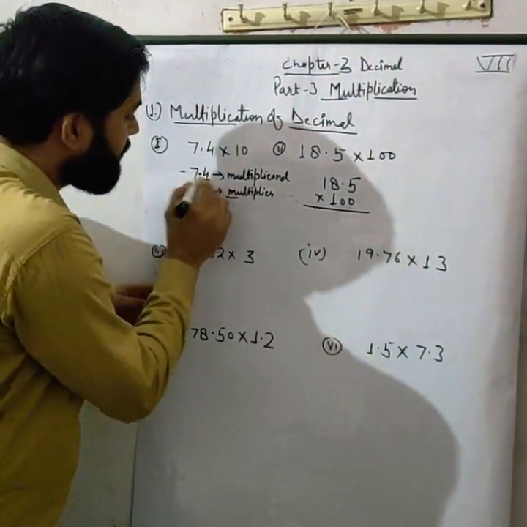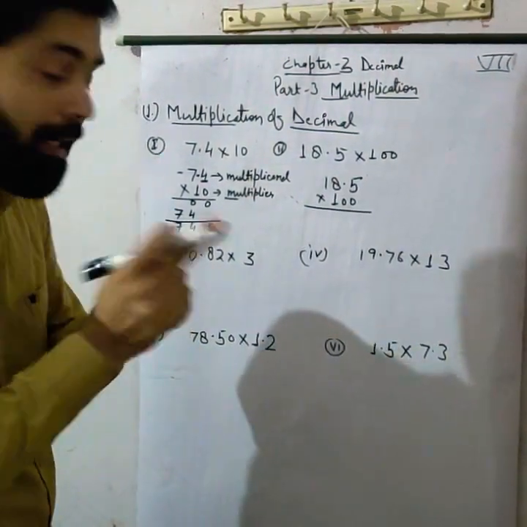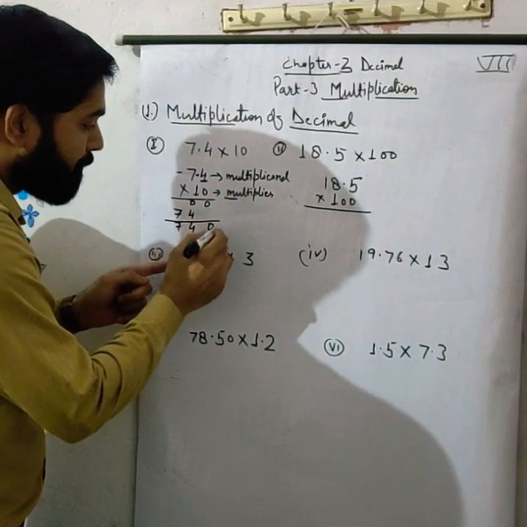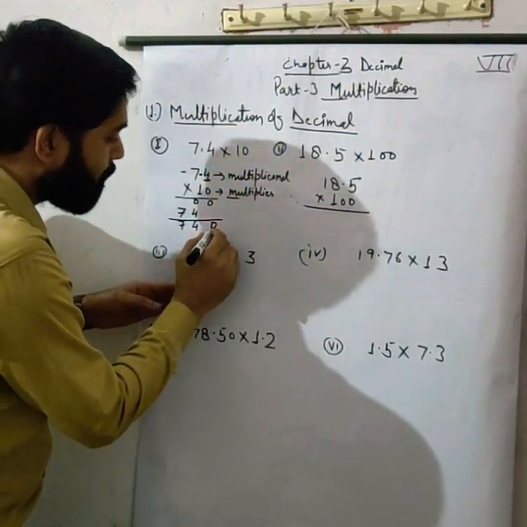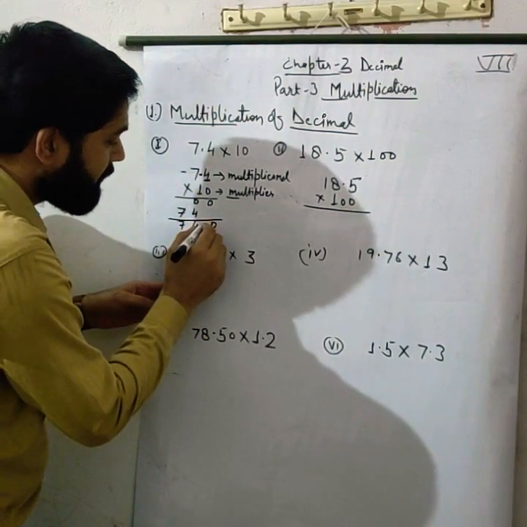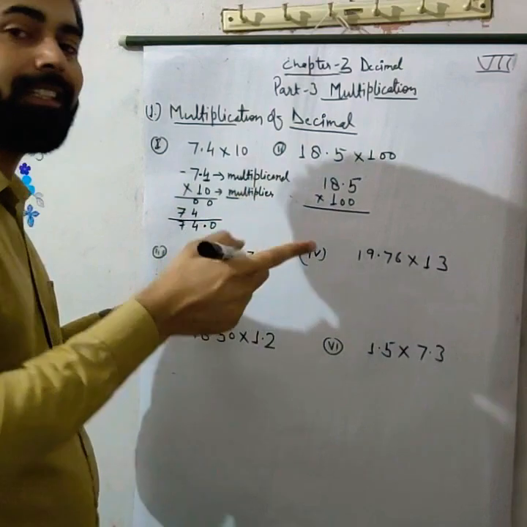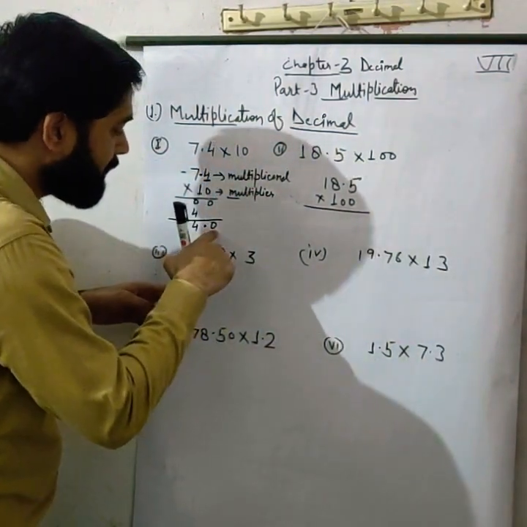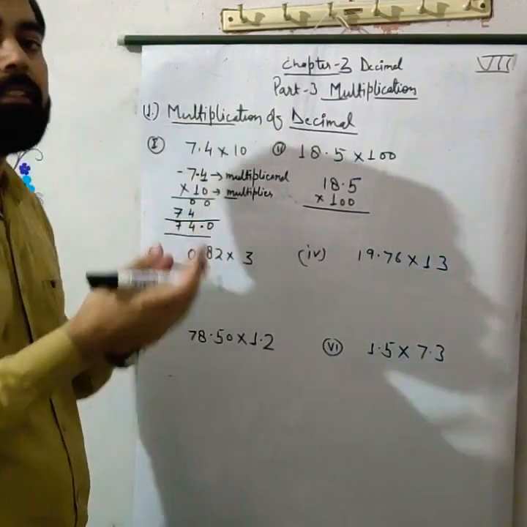Look here, in 7.4 the decimal is one place from the right. From the right hand side we count the first number, 1, so the decimal is at place 1. Then here we put the decimal. So the answer will be 74.0.